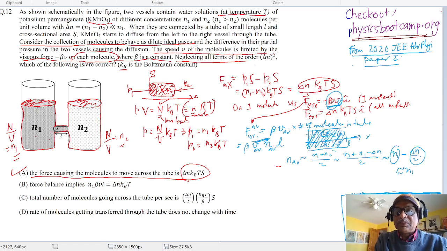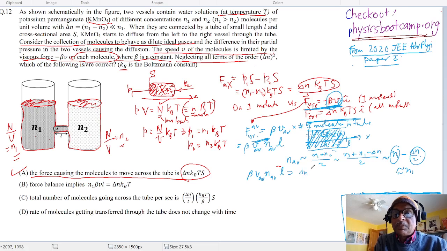So the viscous force on all the molecules must be balanced by the external force. So there's no acceleration of any kind, right? Not internally, not externally. So it's going to be beta V average and n average L equals delta n kBT S. n average L times S, because we have the volume, we've got to multiply by the volume to get the total number of molecules. So this is S.